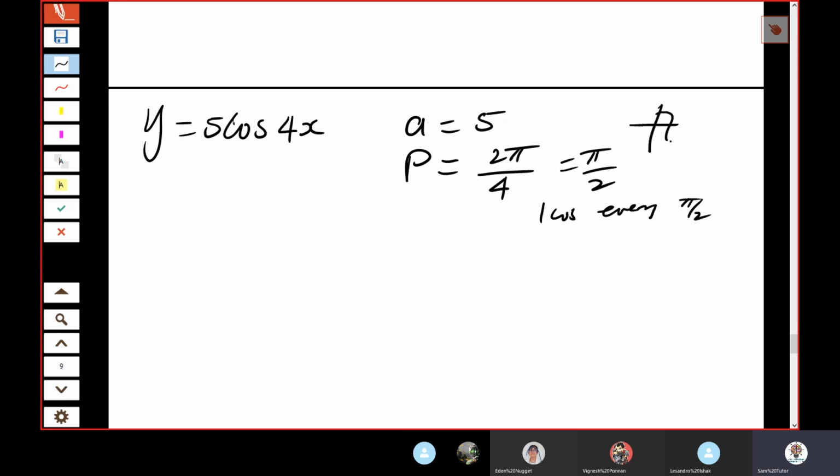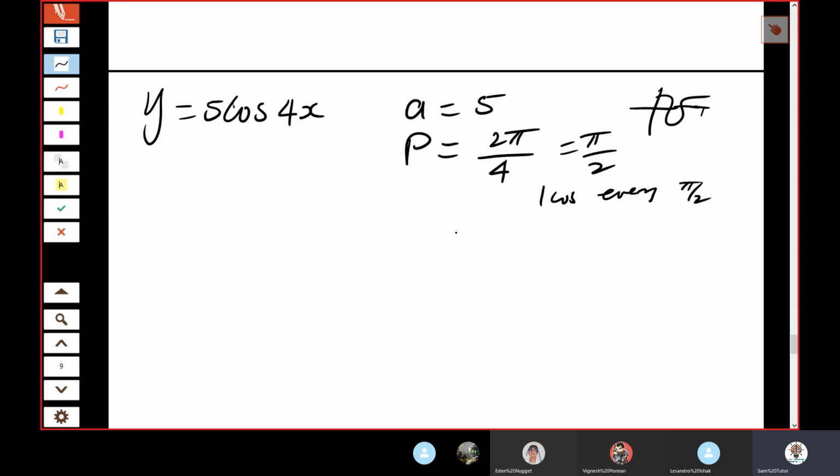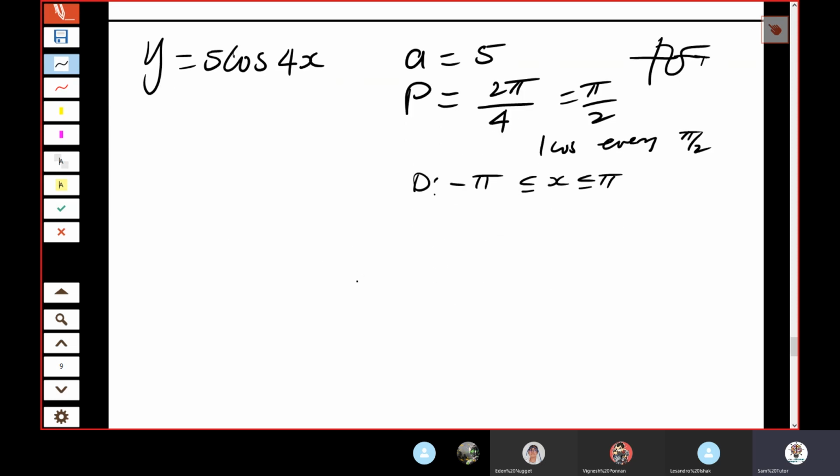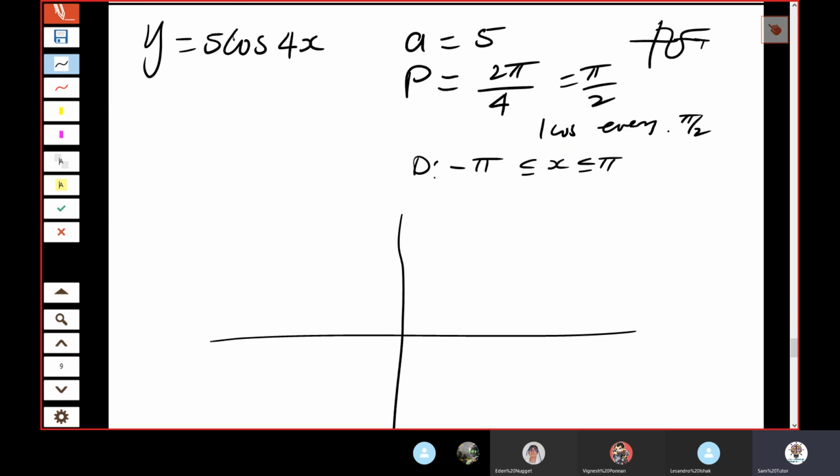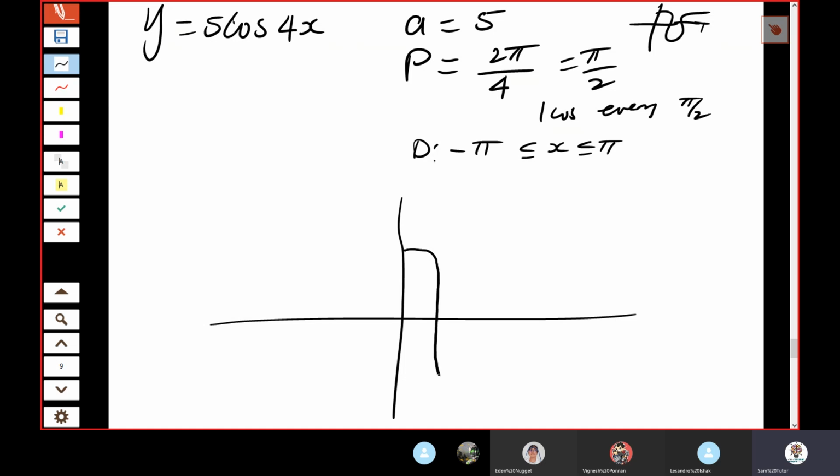How does a cos look? You're going to have a whole lot of coses. We're going to go from negative pi to pi. That's my domain. So here we go. Let's draw this guy up. There's your axis. Every 90 degrees, I'll see a cos. So start up here. There's 1. There's 2, because that's 90 degrees, pi on 2. And this one is pi.